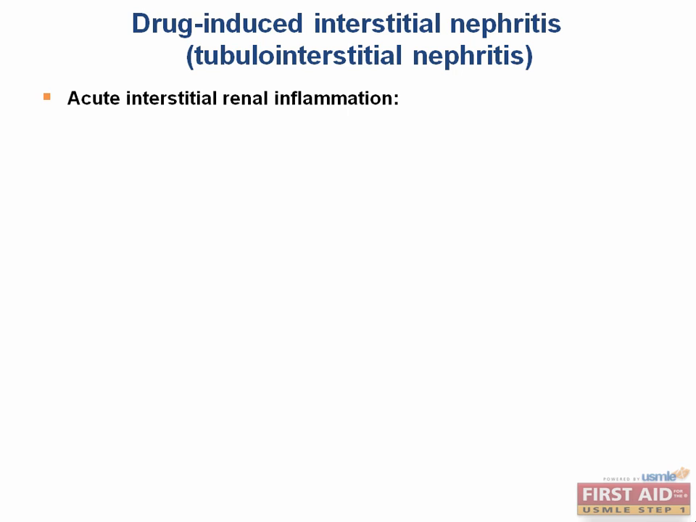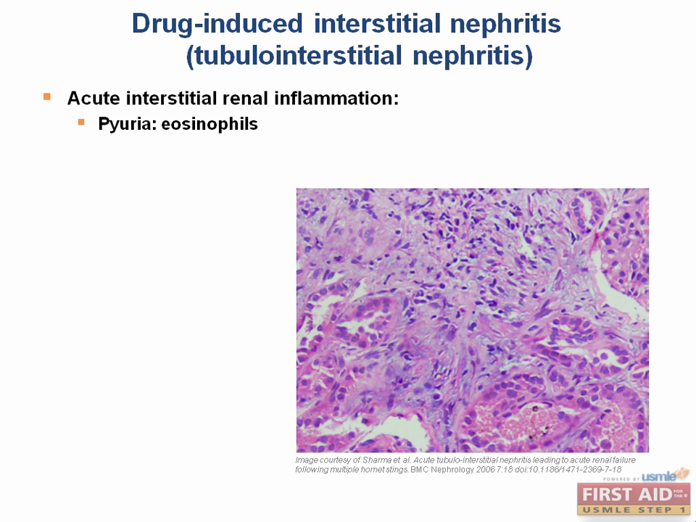Now that we've covered pyelonephritis, let's move on to some non-infectious causes that can be damaging to the kidney. The first thing is drug-induced interstitial nephritis, also known as tubulointerstitial nephritis. Just like the name says, the patients have white blood cell infiltration into the spaces of the kidney in between the tubules, meaning the interstitial space. Usually there's pyuria with which type of white blood cell? Eosinophils, because it's a hypersensitivity reaction to drugs.